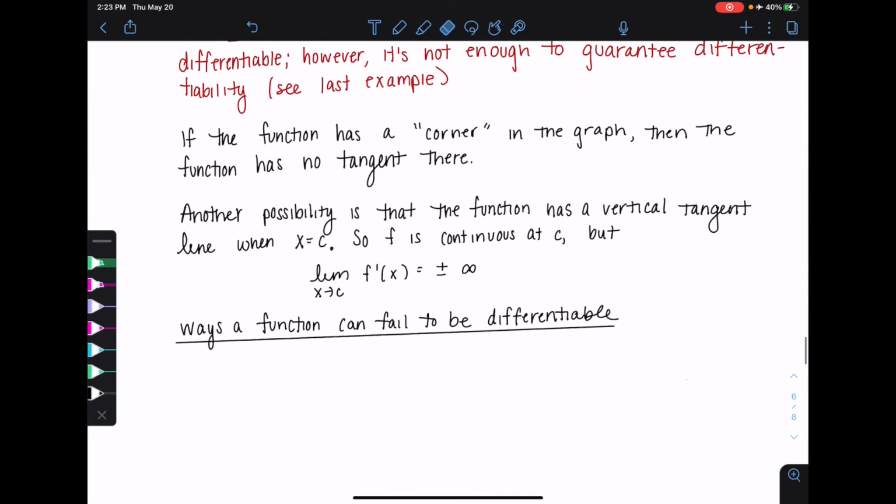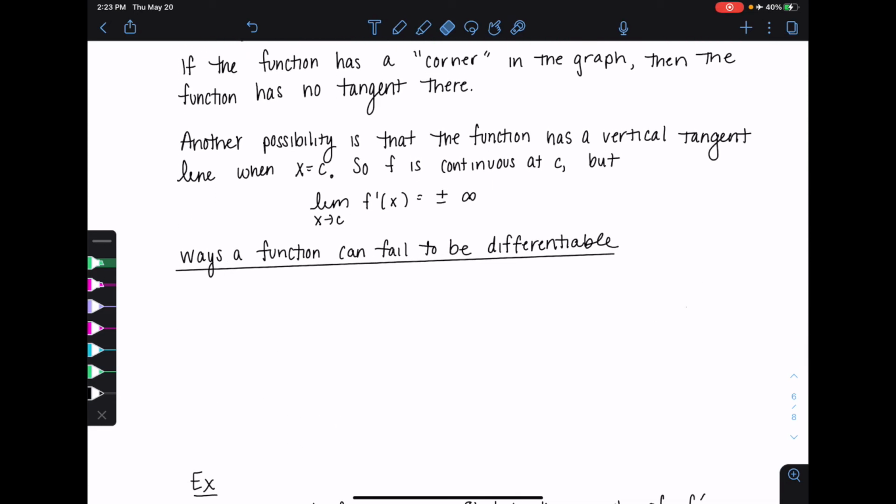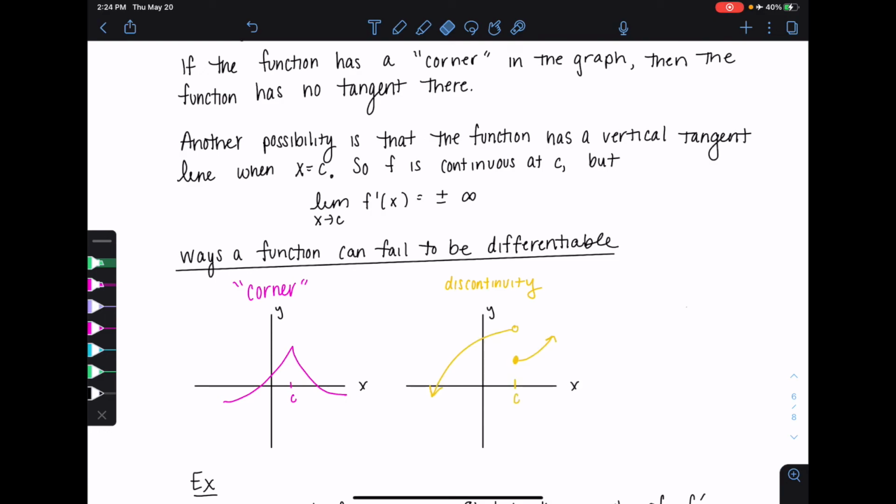So ultimately, there are 3 ways that a function can fail to be differentiable. The first one is we have a corner, just like in our absolute value function. You make a sharp turnaround, you do not have a unique tangent line here. So my derivative does not exist. Second one is your function has a discontinuity. So here, how can I draw a tangent line if I don't even have a nice curve? Again, it lacks that uniqueness.